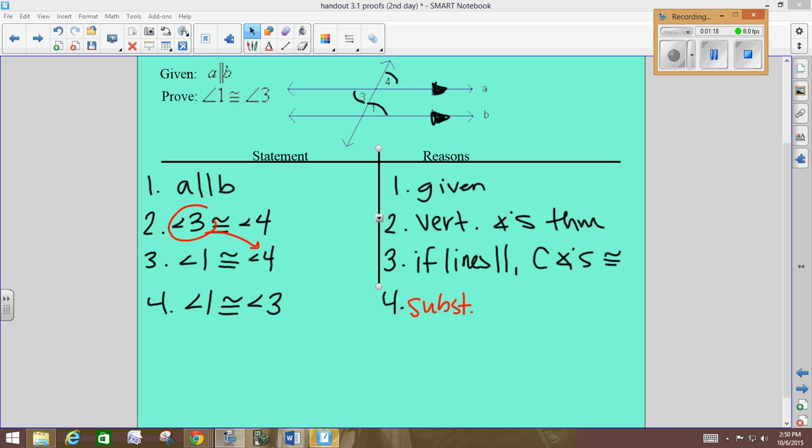So there's your first theorem about parallel lines. If two lines are cut by a transversal and they're parallel, then alternate interior angles are congruent. Okay, to the next proof.